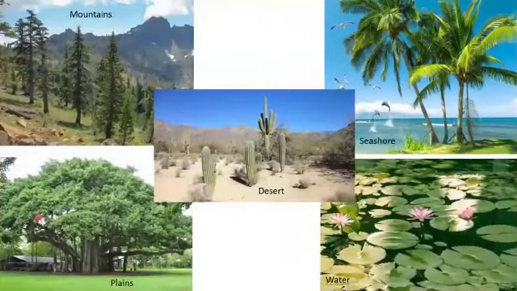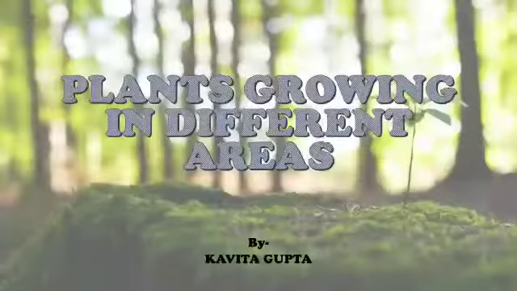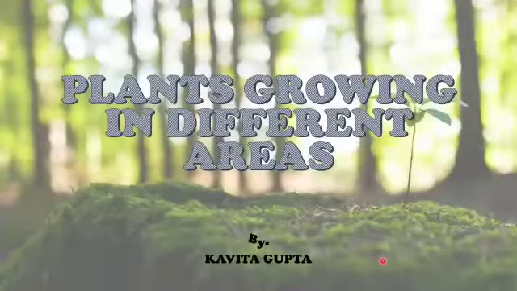Plants are found almost everywhere. We can see plants growing on mountains, seashores, deserts, plains, and even in water. I know by now you would have guessed the chapter name, which we are going to start today. Yes, it is plants growing in different areas.